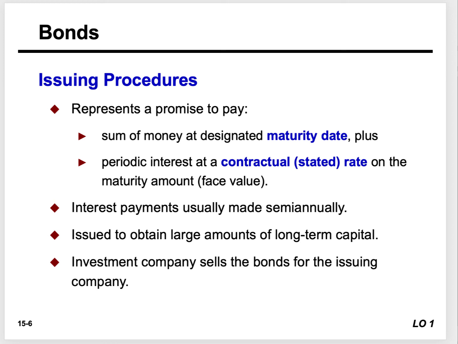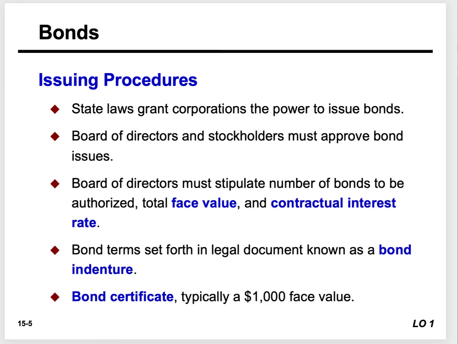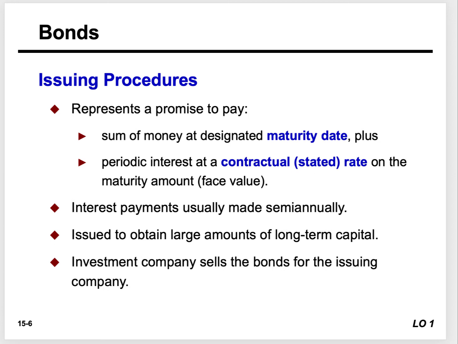So I want to go back and talk a little bit more about the state laws that grant corporate power to issue the bonds, right? Within the corporation, there's that formal approval that we need, right? And again, who gives us that formal approval? Well, the board of directors and the stockholders, okay? That's usually required before we can actually issue bonds. So it's very important that you understand the process of issuing bonds, right?